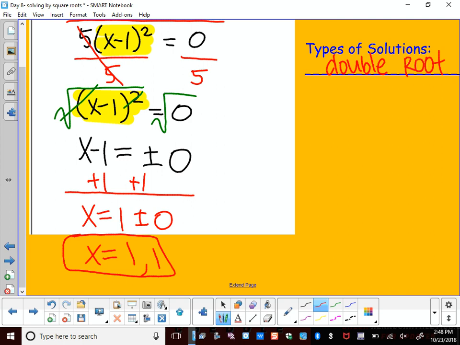So if we were to plot this, that's 1. It will look like it's only in one spot, but we know that it's really 2.